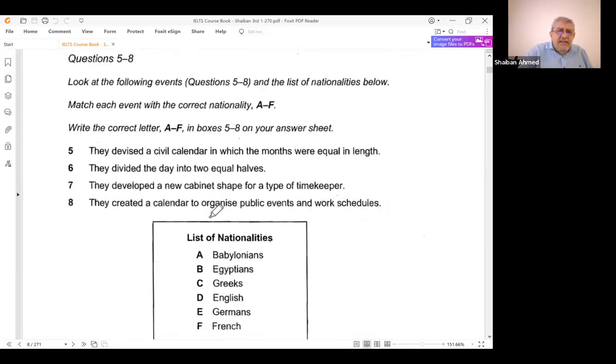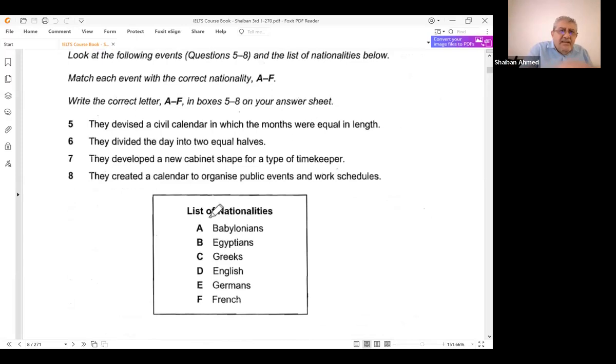Let us check. Number 5. So we said 8 is B. 8 is A, sorry. They devised a civil calendar in which months were equal in length. Yes, 30 days. 12 months, 30 days. So this is B. As easy as you can see. Finished. We finished Babylonians, we finished Egyptians.